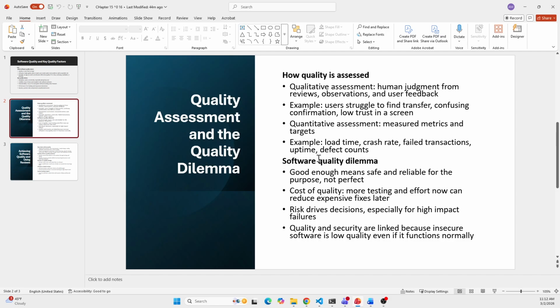And then we have the software quality dilemma. The dilemma is that quality is always limited by time, money, and risk. So you could keep improving forever, but projects have deadlines. So teams must decide what level of quality is acceptable. So what is good enough? Good enough basically means the software is safe and reliable enough for its purpose. Even if it is not perfect, it does not mean sloppy. It means meeting the most important requirements and reducing major risks.